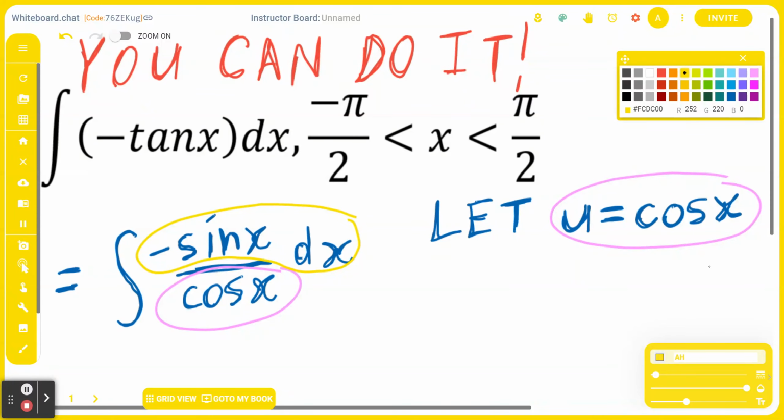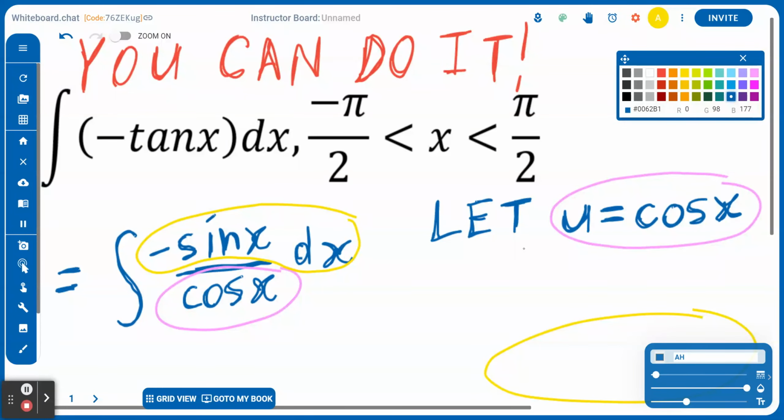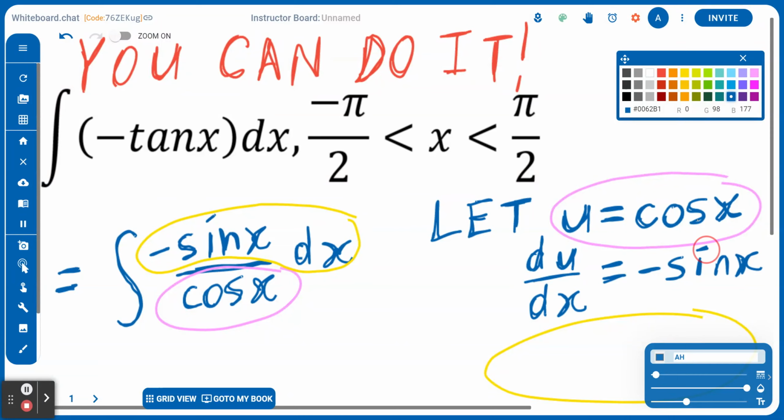So again, we're going to solve this in a moment. We'll draw the circle here just to give you a little bit of a preview. So the idea, again, is you find a more difficult part, make sure that the derivative is a scalar multiple of the other part. So if you find du by dx, meaning you find the derivative of u with respect to x, this equals negative sine x. Again, when you differentiate cosine, that's going to give you negative sine x.